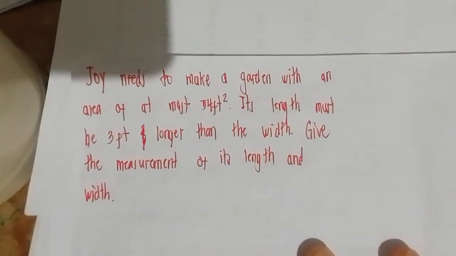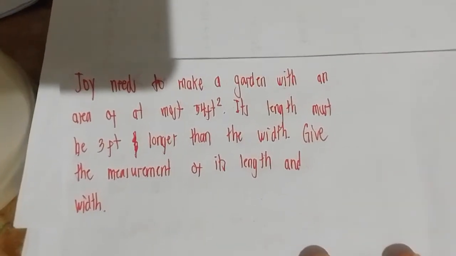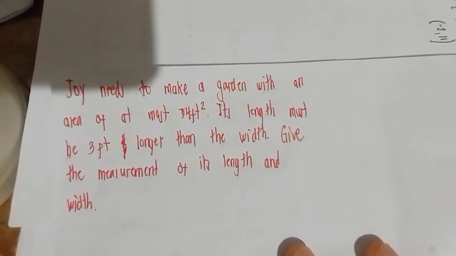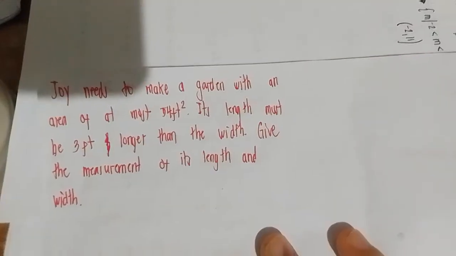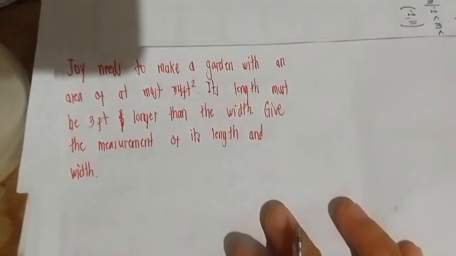Okay, say for example, I have here a problem. Joy needs to make a garden with an area of at most 54 feet squared. Its length must be 3 feet longer than the width. So give the measurement of its length and width.